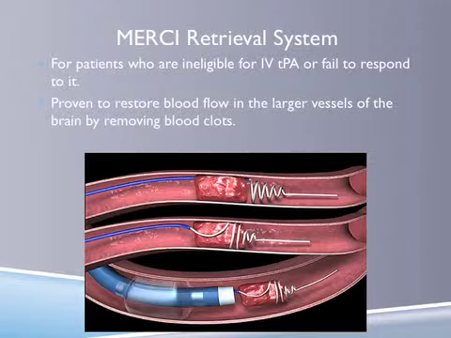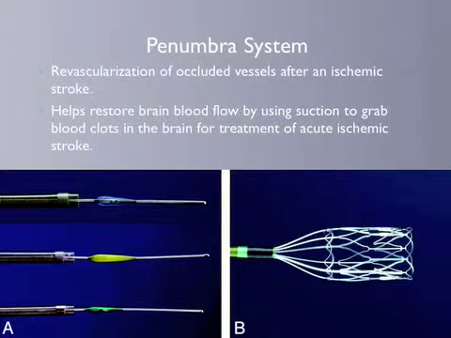Now, the last form of treatment is the Penumbra system. This one is very new. In the beginning of 2008, it was announced that it was now available. This system allows for a safe revascularization of clotted vessels in an ischemic stroke, so this does not work for the hemorrhagic stroke. The system also helps restore brain blood flow, but it uses suction to grab blood clots in the brain for treatment of acute ischemic stroke.